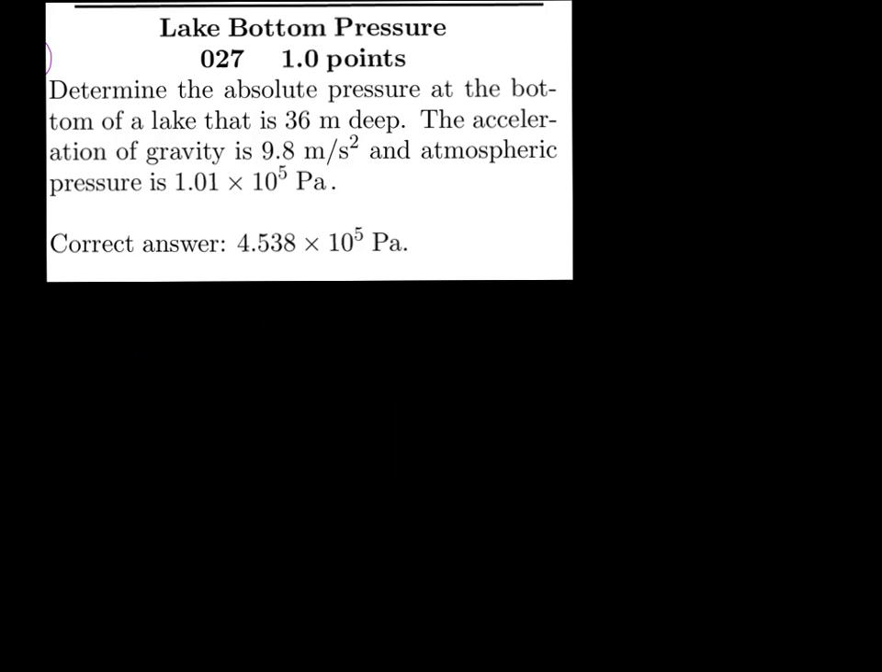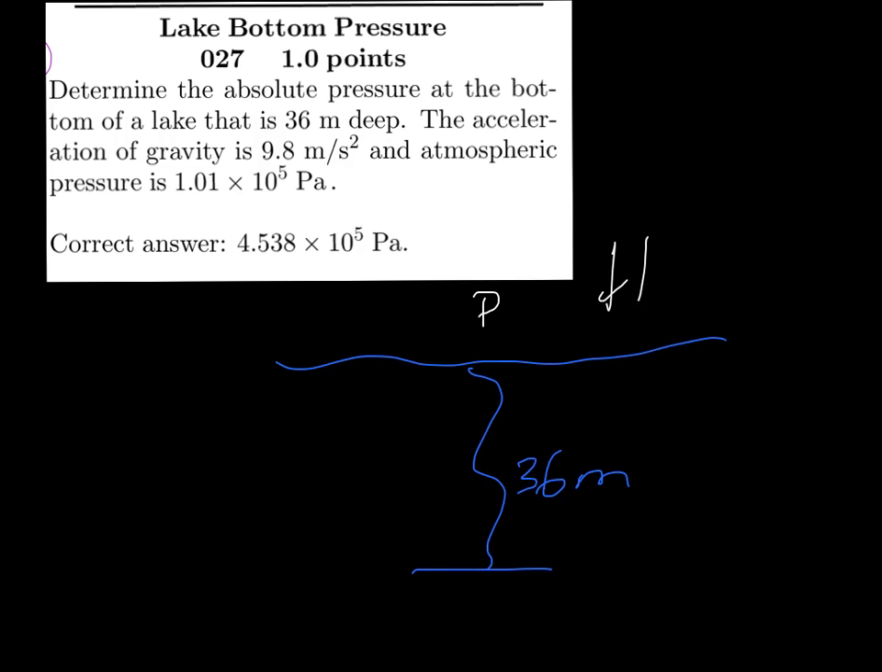Okay, here's a question from your study guide. Determine the absolute pressure at the bottom of the lake that is 36 meters deep. So here's our lake. It's 36 meters deep. One of the things we need to remember is that there's pressure up here also. The air itself is exerting pressure. Normal air pressure is 101,000 pascals.